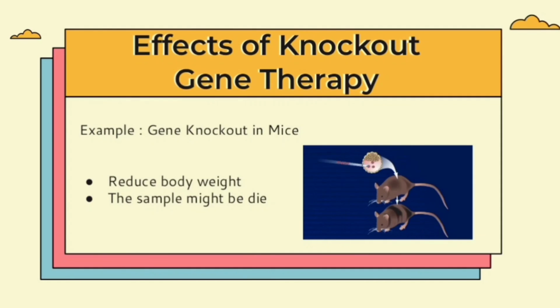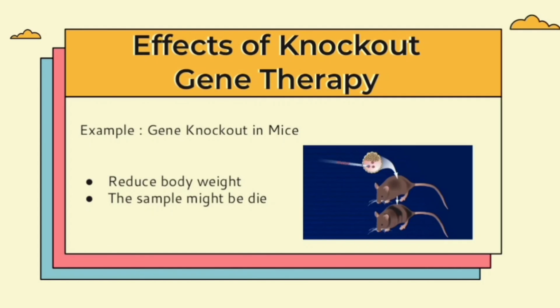Okay, next I will explain about the effects of knockout gene therapy. There are two effects of knockout gene therapy that I will explain. The first is reduced body weight of the sample. I use knockout genes in mice as the example for this part. From several experiments, it was noticed that there are several effects on the sample when genes are knocked out. For example, it will influence the body weight to be reduced.